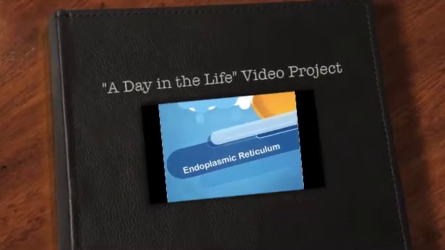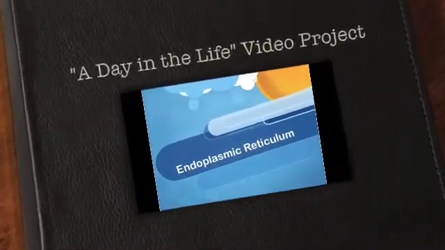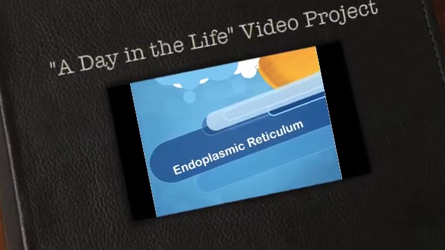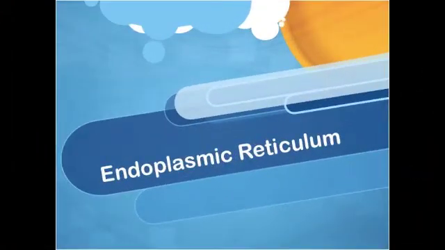For our project, we researched the endoplasmic reticulum. The endoplasmic reticulum has two parts. One is the rough, and the other is the smooth. There are several differences in each of them. They are thought to be continuous.